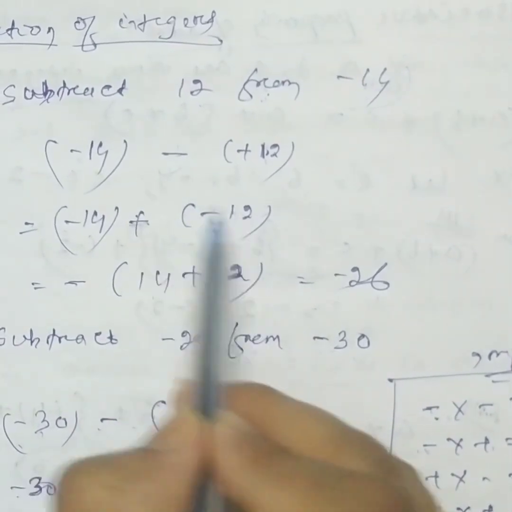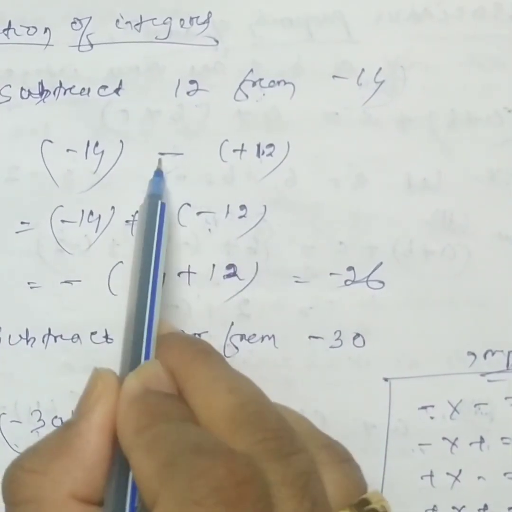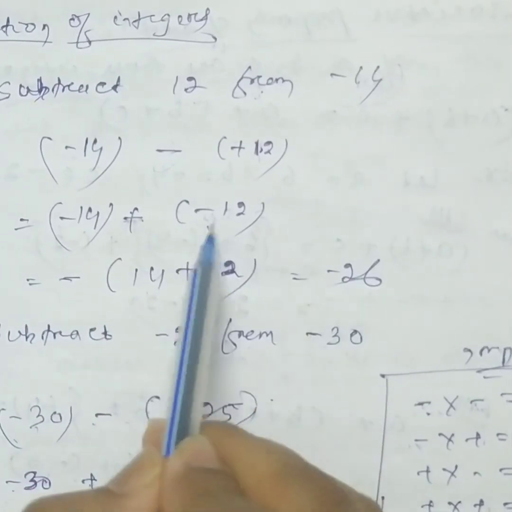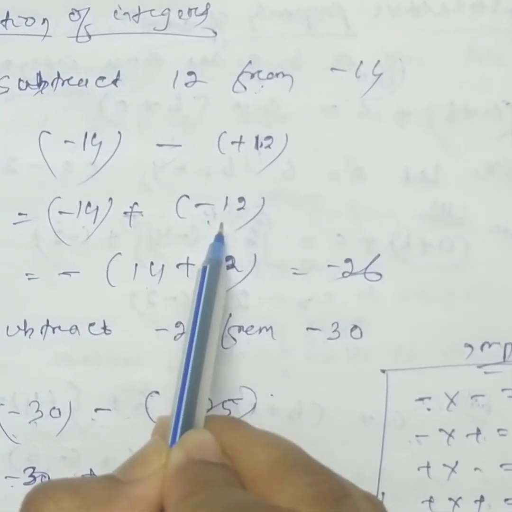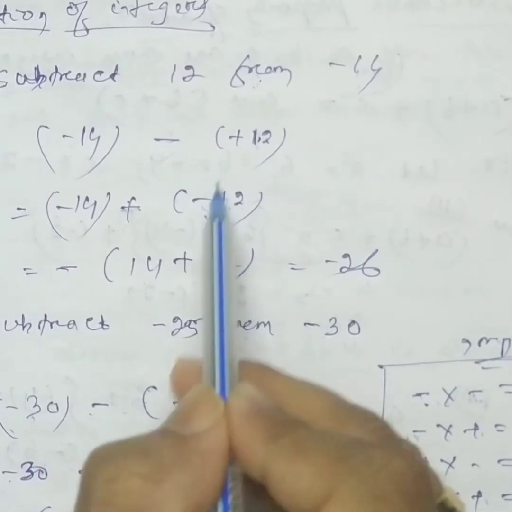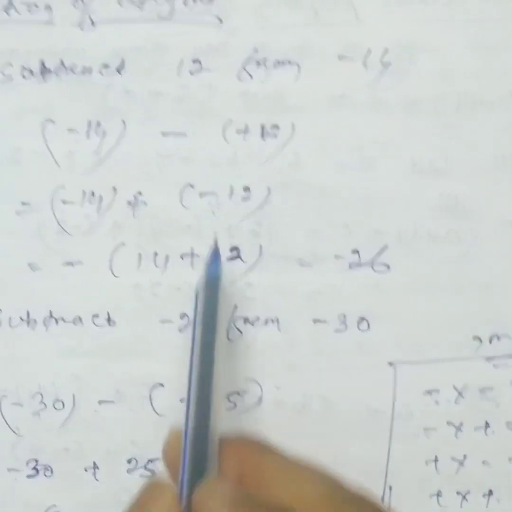So minus into plus: I have written plus here, and minus I will keep here. So a similar symbol. Minus into plus, I will get minus. Plus into minus, I will also get minus. So here also I have written minus 12, the additive inverse of 12. Later on I will tell you what is additive inverse.